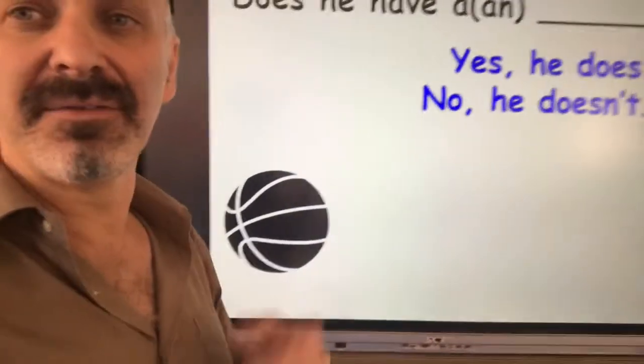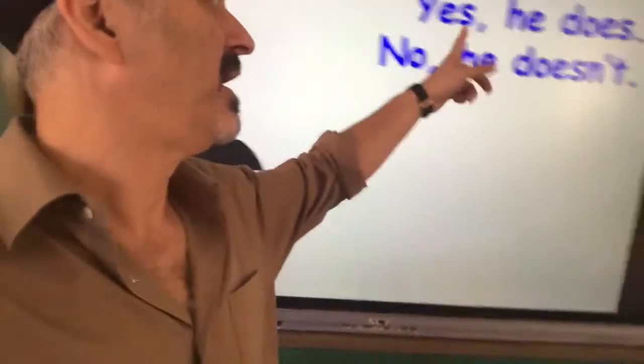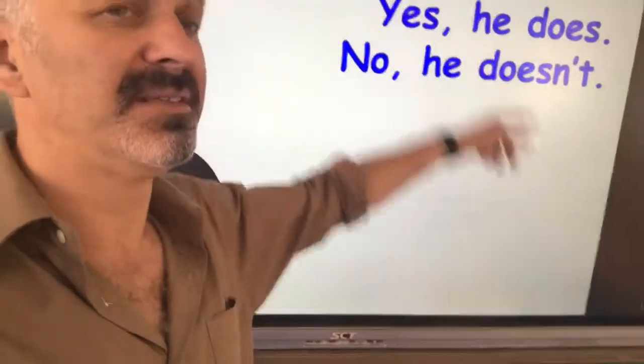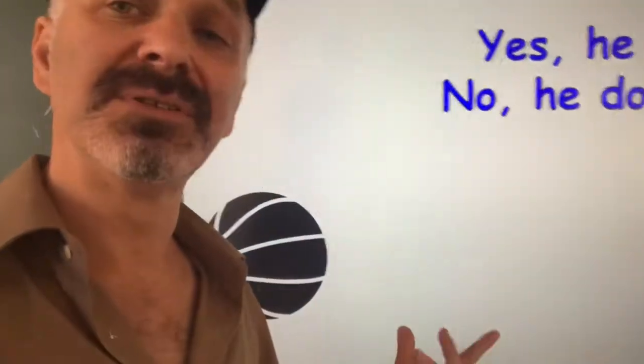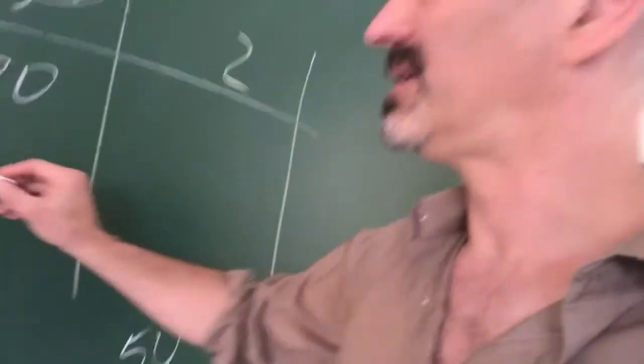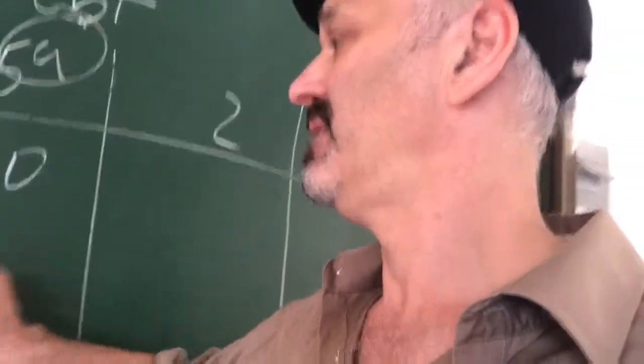All right, so do you have a basketball? Or does he have a basketball? Yes, he does. Does he have a pen? No, he doesn't. The person who gets a yes gets 5 points. Whoever says yes gets 5 points. Right? So we go over here and we say, oh, you got a yes, plus 5. And they work towards their total.